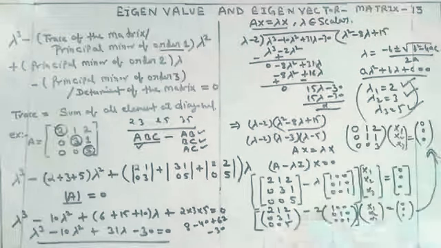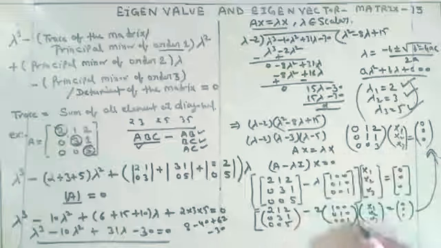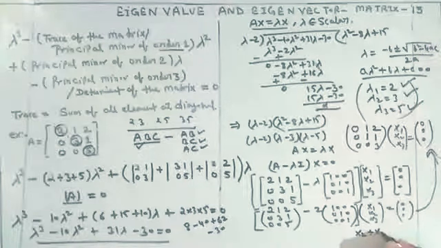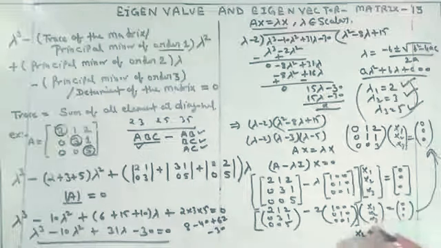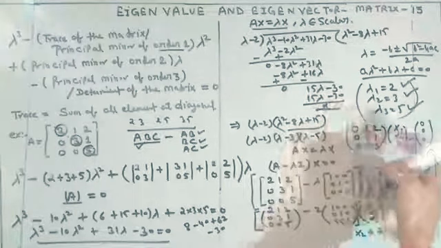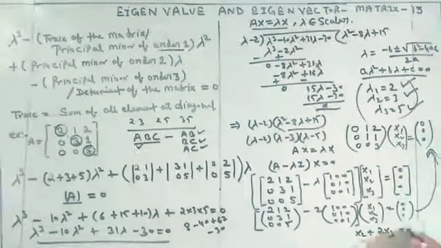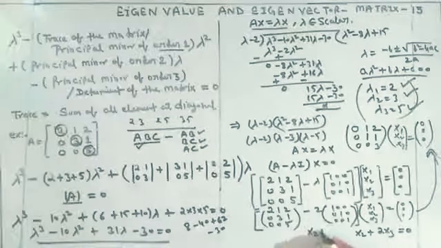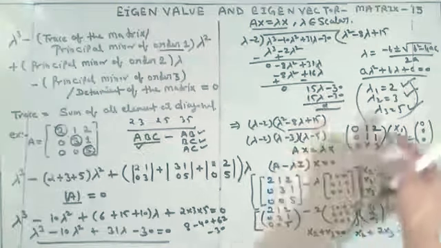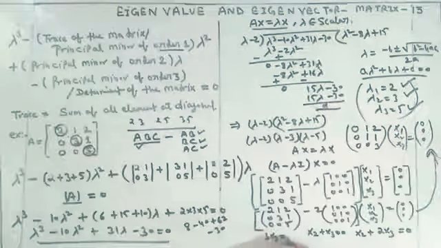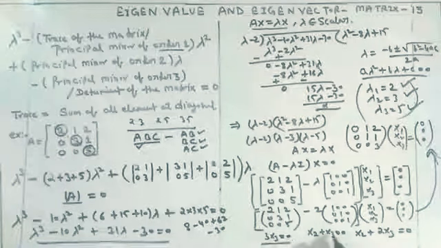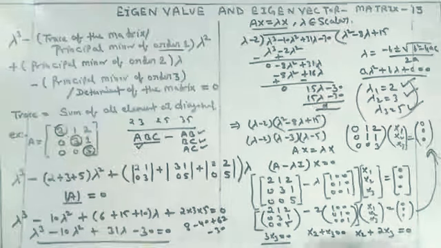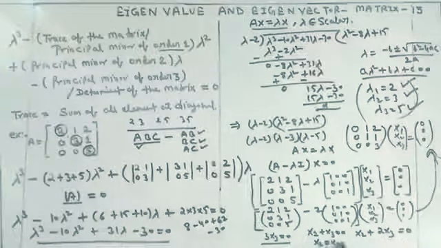Now compare. Multiply this and this, then you will get x2 plus 2x3 equal to 0. The second one, multiply this and this, you will get x2 plus x3 is equal to 0. Multiply this and this, then you will get 3x3 is equal to 0. So x3 is equal to 0. If you put x3 equal to 0, then x2 is equal to 0. So we cannot find x1.